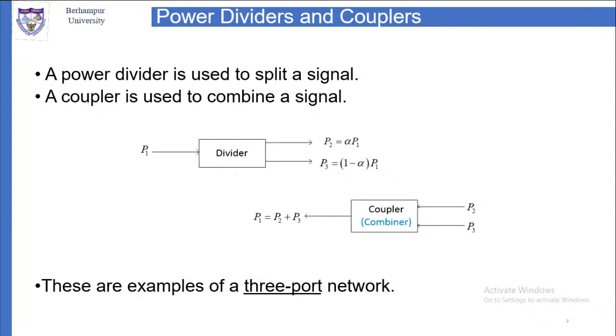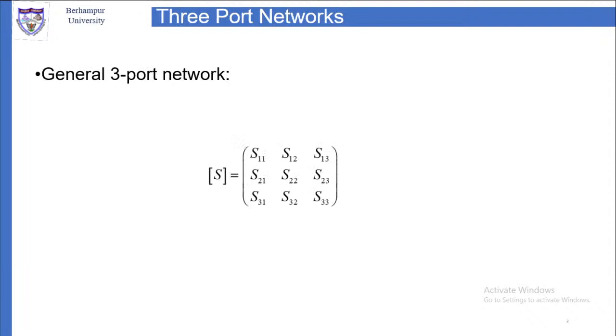These examples that we are seeing are three-port networks, because port 1 is P1, at port 2 we get power P2, at port 3 we get power P3. So there are a total of 3 ports, so it is a 3-port network. We are going to consider this 3-port network in today's lecture.